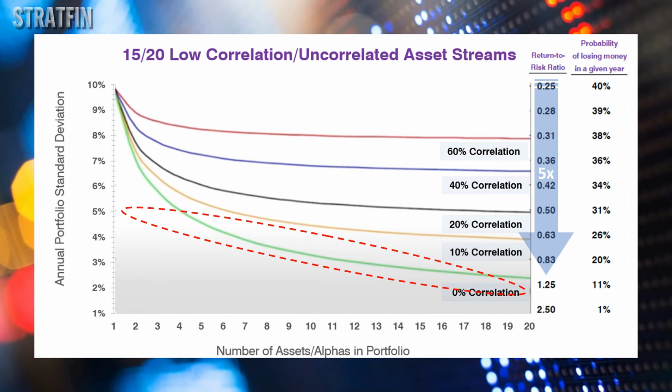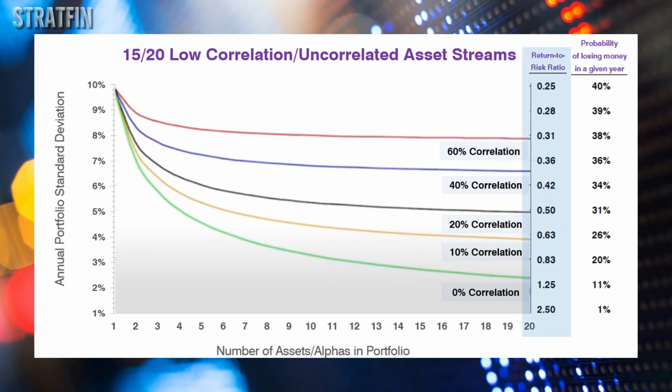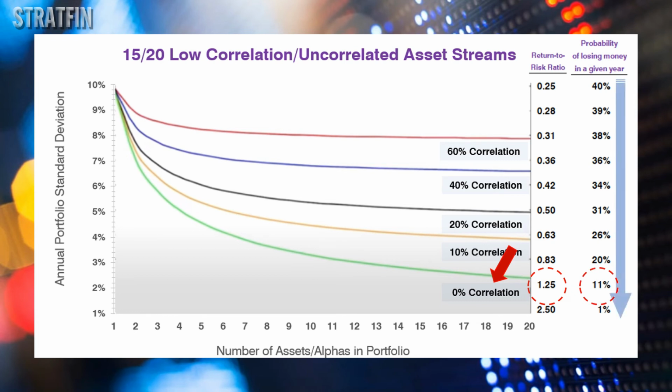So this shows us the power of diversification, and of balancing risk. This is the return to risk ratio that happens for each one of those. If I can get a 0 correlation, and I have 15 to 20 assets, I'll have a return to risk ratio of 1.25. That means that my probability of losing money in a year is only 11%, down from 40% with any one of these individual assets.